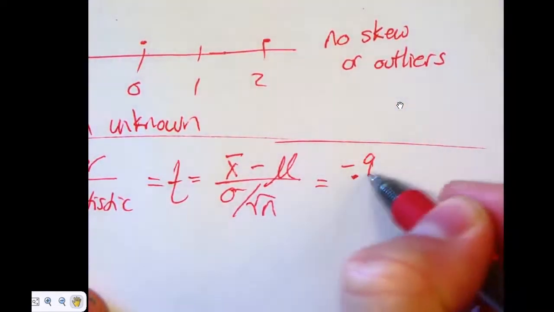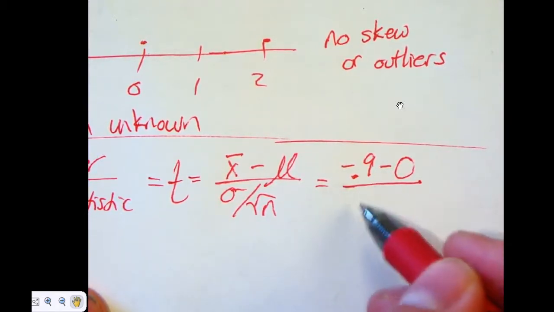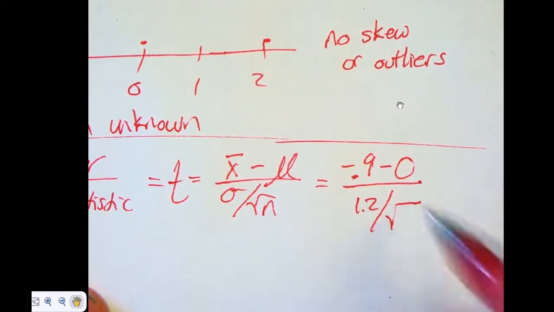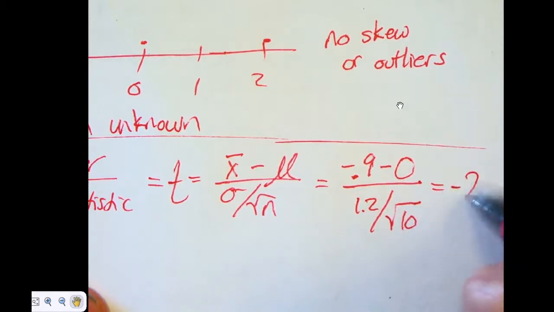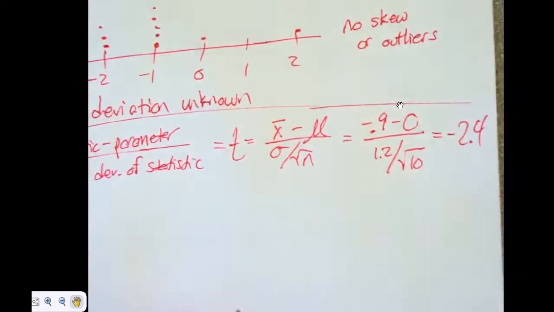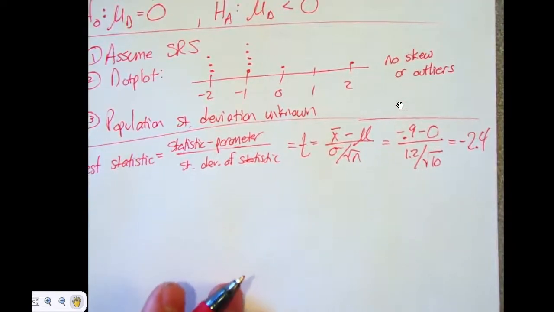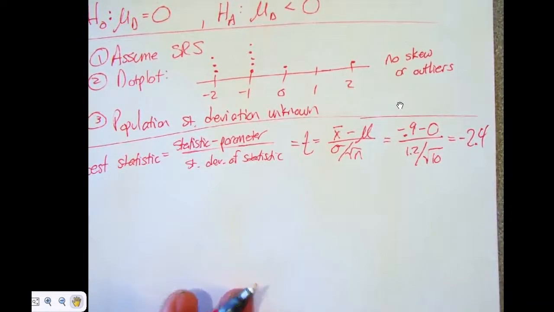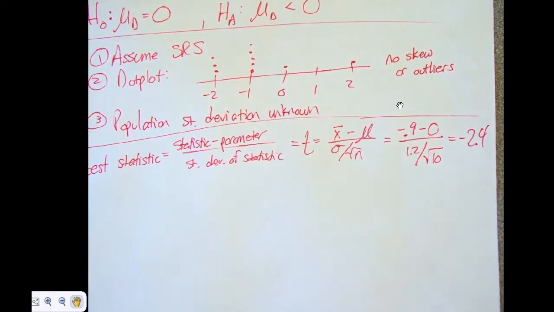Alright, so then X bar is negative 0.9. What's mu? 0. Standard deviation is 1.2 divided by the square root of 10. So T comes out to negative 2.4. 2.38. Oh, okay. 2.377. It's always opposite 2.4.